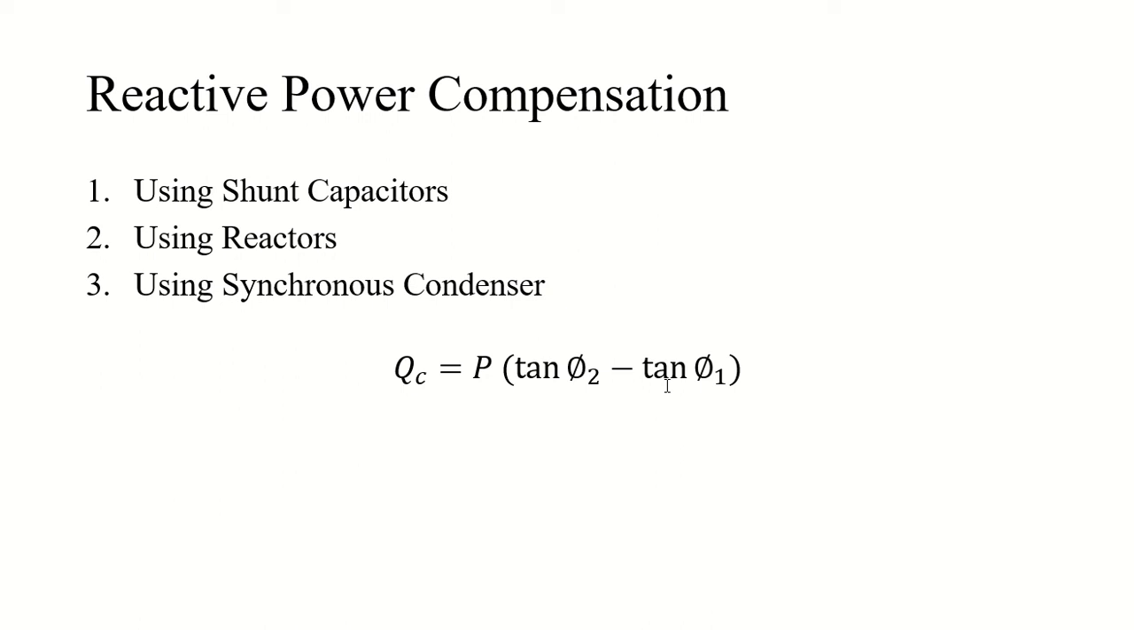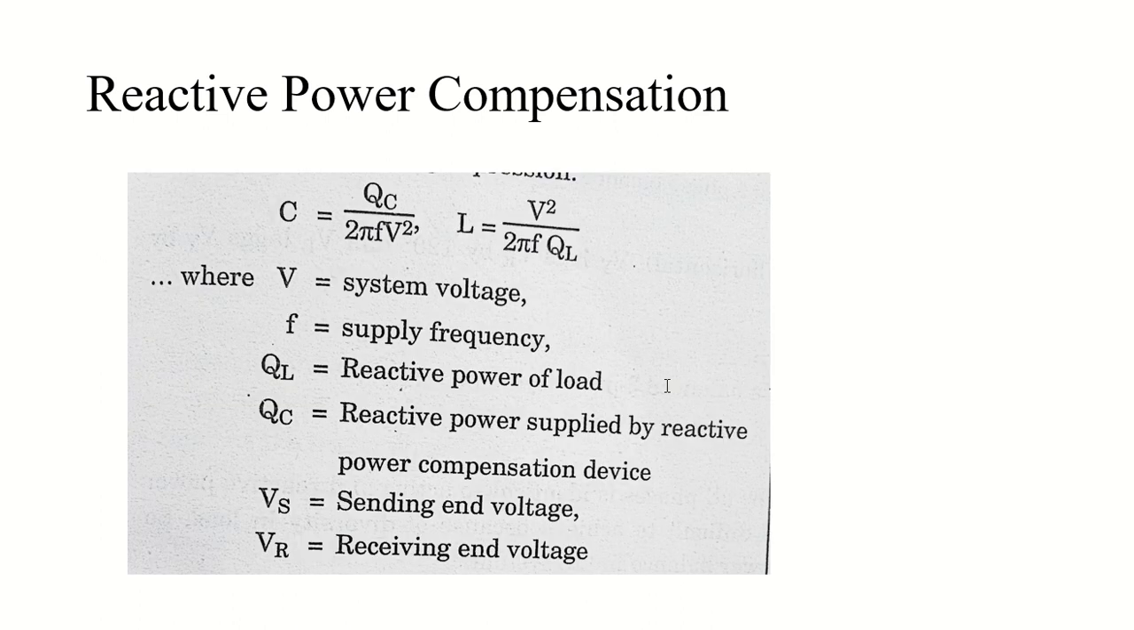Inductors are used in the reactors, right? So what will be the value of it? It is decided using this formula: C is equal to QC divided by 2 pi f into V square. QC, that we have calculated, right? The compensated reactive power QC we calculated in the previous slide, and 2 pi f, the f is the supply frequency, into the square of the voltage, V is the system voltage.